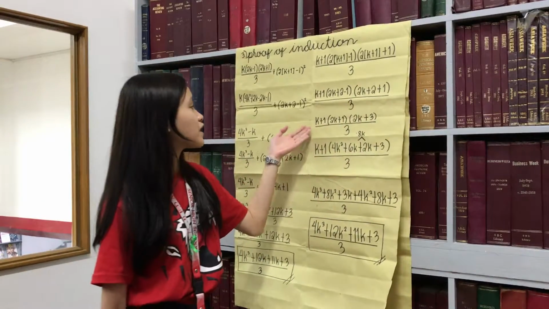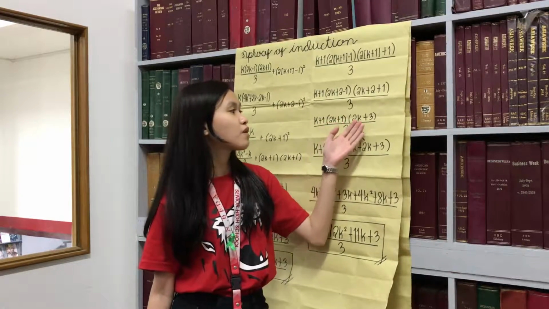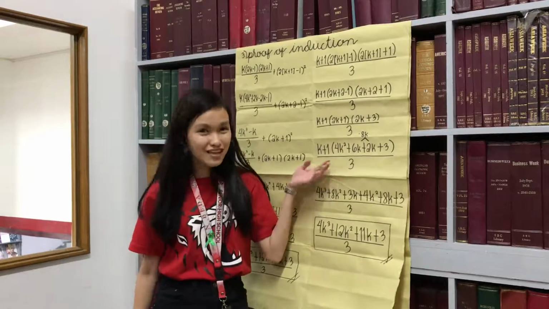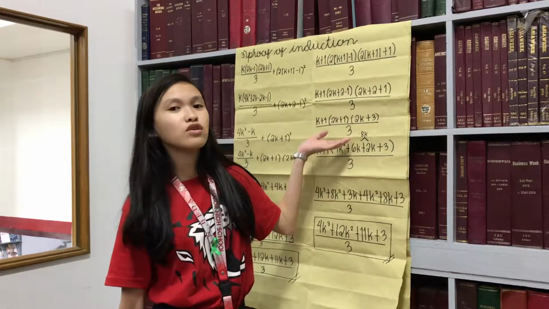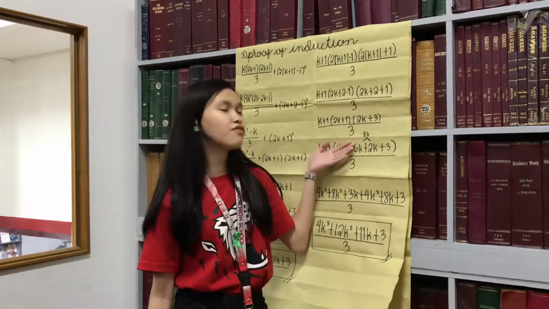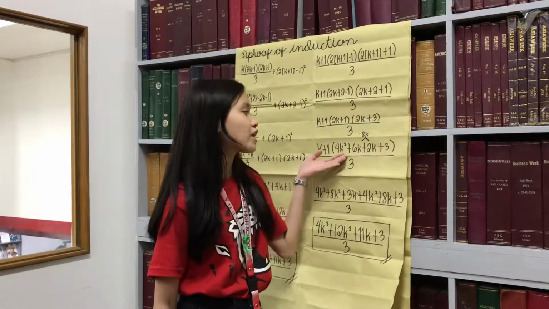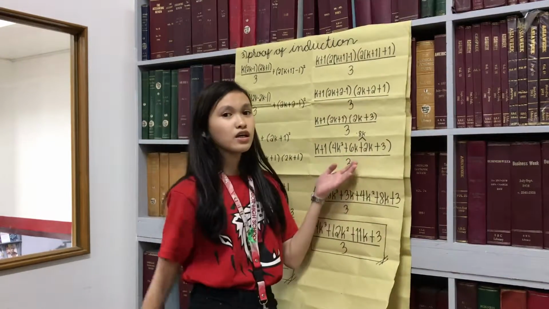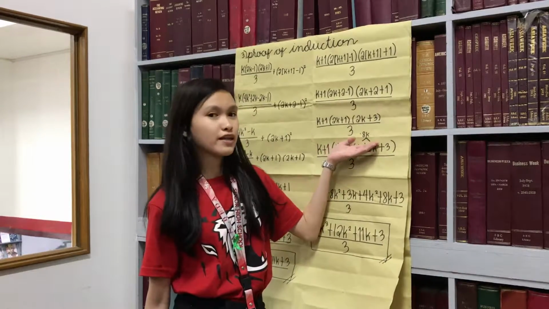The equation would be k plus 1 times the quantity of 2k plus 1 times the quantity of 2k plus 3 all over 3. As you can see, we're multiplying binomials here, and we can do the FOIL method. After doing the FOIL method, it will result in k plus 1 times the quantity of 4k squared plus 6k plus 2k plus 3. 6k and 2k are like terms, so we can combine them, and it would be 8k.